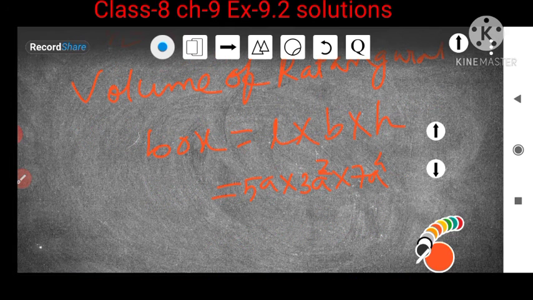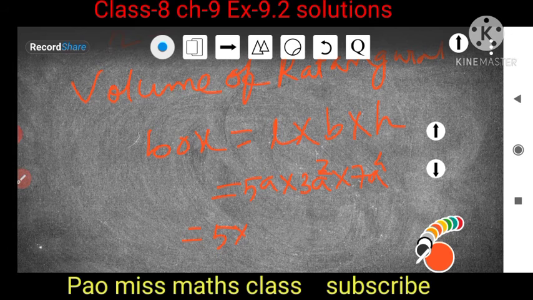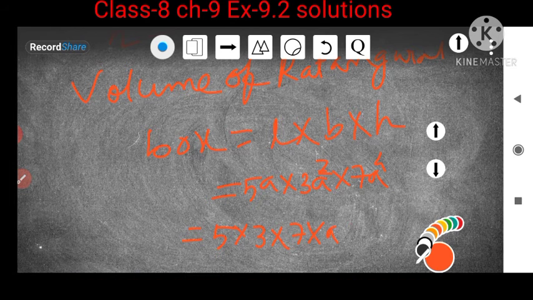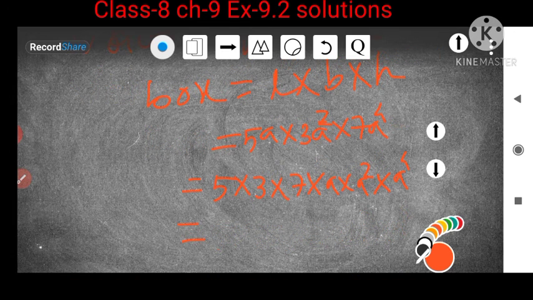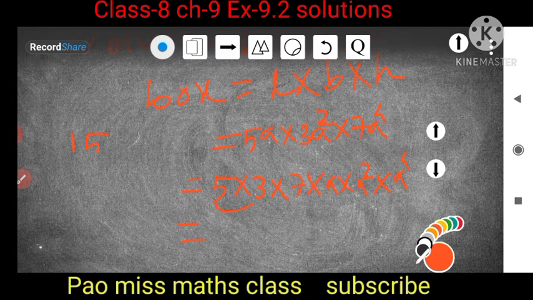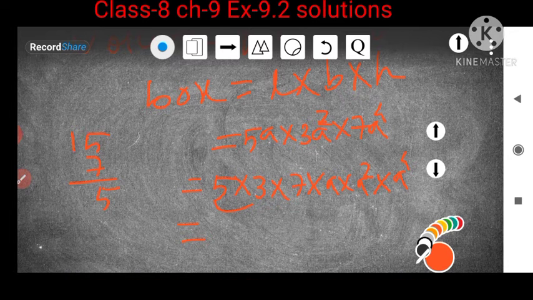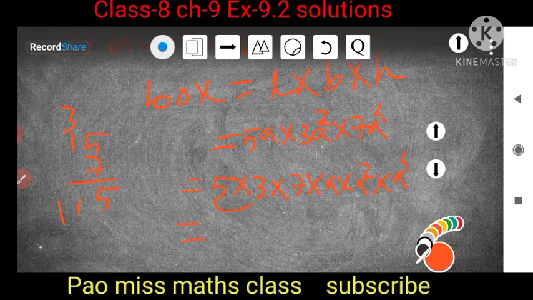Now what do we have to do? We have to multiply all the numbers together. So what are the numbers? 5 into 3 into 7, isn't it? Then into what is remaining? a into a to the power 2 and into a to the power 4. Now 5 threes are 15, and 15 sevens, how much will you get? 7 fives are 35, 3 is carried here, so 7 ones are 7, then you will get 105. So what did we get? 105.